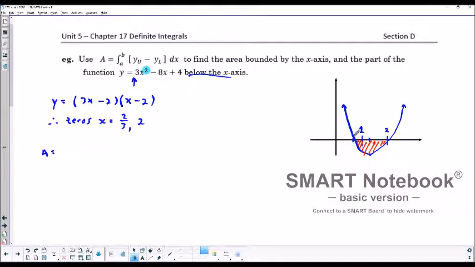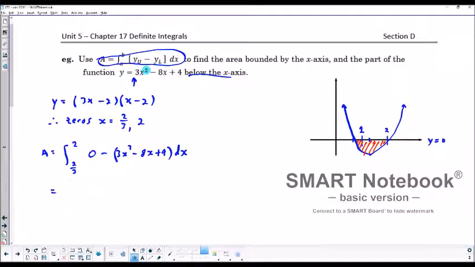And because we're dealing with the x-axis, y equals 0, we're going to be using this formula. And so we're going to go from 2/3 to 2. I'm starting with the x-axis being 0, and I'm subtracting the function 3x squared minus 8x plus 4. And then I can simplify inside this before I integrate. And so then that just gives me -3x squared plus 8x minus 4 dx.